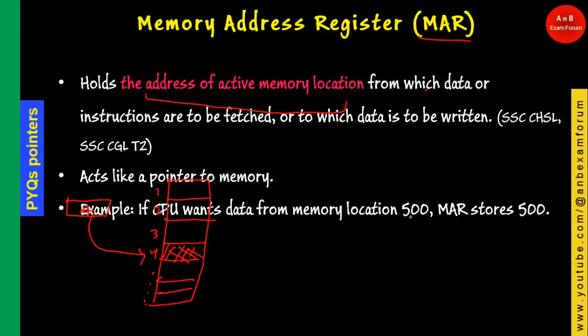For example, if the CPU wants data from 500, then 500 will be the value stored in the memory address register.